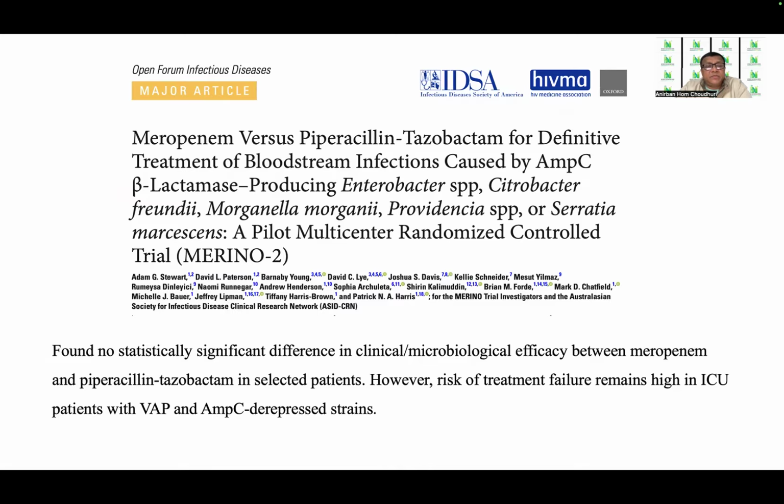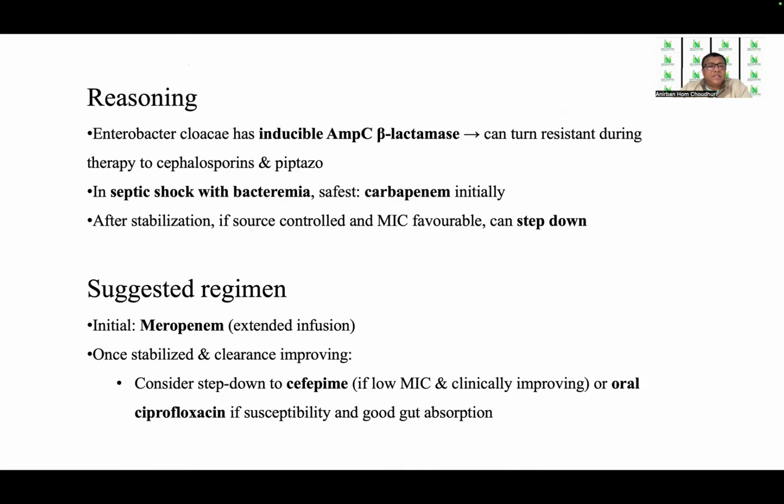Again, if you go by the studies, we all know about the MERINO trial, which compared piperacillin-tazobactam against meropenem in ESBL-producing organisms. But this is the MERINO-2 trial, which found no statistically significant difference in clinical or microbiological efficacy between meropenem and piptaz in selected patients. However, the risk of treatment failure remains high in ICU patients with VAP and AmpC-derepressed strains. The reasoning is that Enterobacter cloacae has an inducible AmpC beta-lactamase, which can turn resistant during therapy to cephalosporins and piptaz.